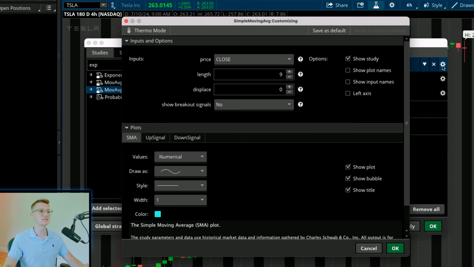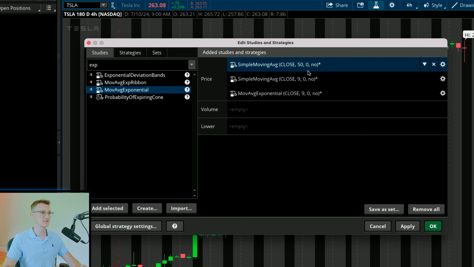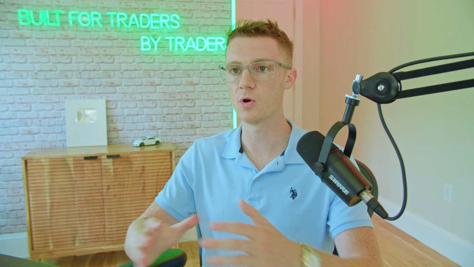Now, we're going to select certain lengths for each moving average. One of the SMAs is going to be the 50 length, which also means 50 days, because that 50 SMA and the following SMA and EMA we're going to add are going to let us see the average price movement of that stock on that selected time frame. We're looking at a 4-hour, and we're also looking back over the last 180 days.